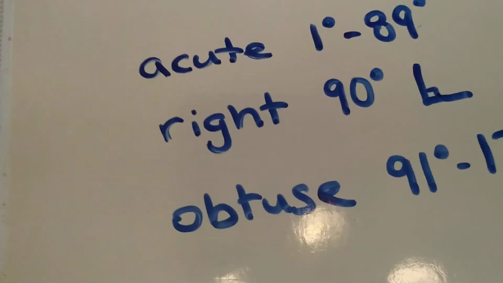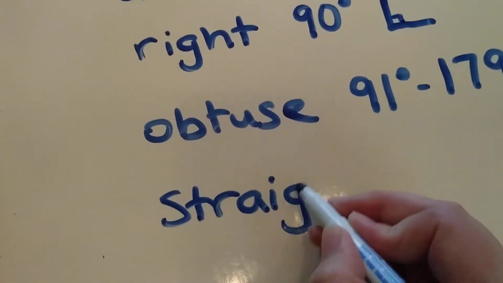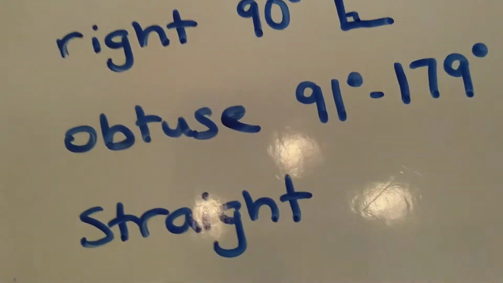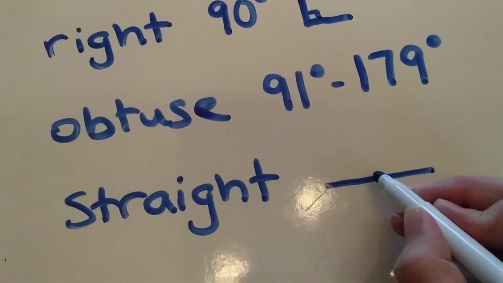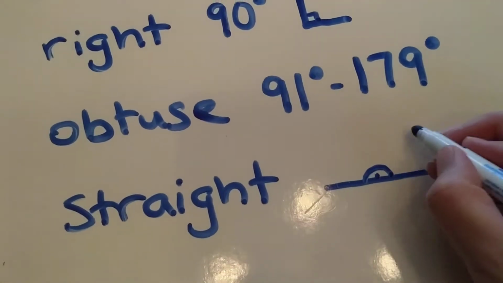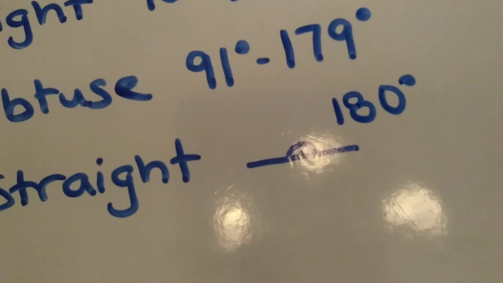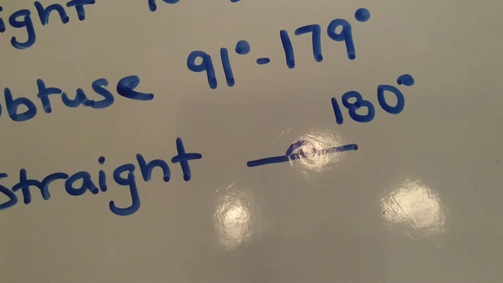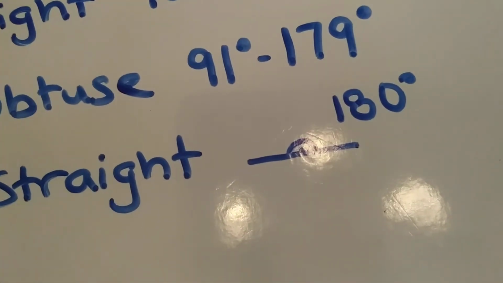So you'll have also a straight angle. And a straight angle is really easy to recognize because it literally is a straight line. So you'll see that it's open all the way. And it measures exactly 180 degrees. So people often compare it to this: when you do a half turn in snowboarding or skateboarding, you call it a 180 because you're going 180 degrees.